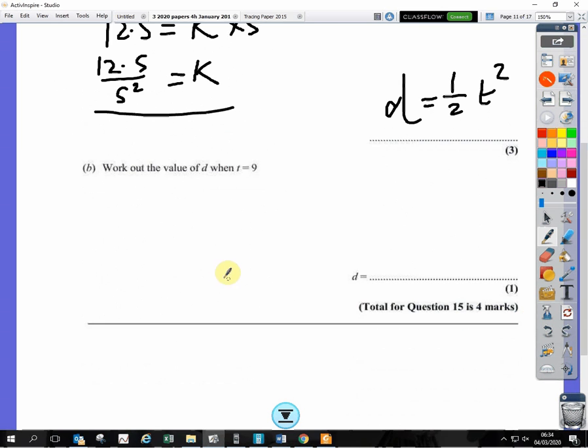Work out the value of d when t equals 9. So we have d equals a half times 9 squared. Okay, just type that into the calc. You get 40.5.